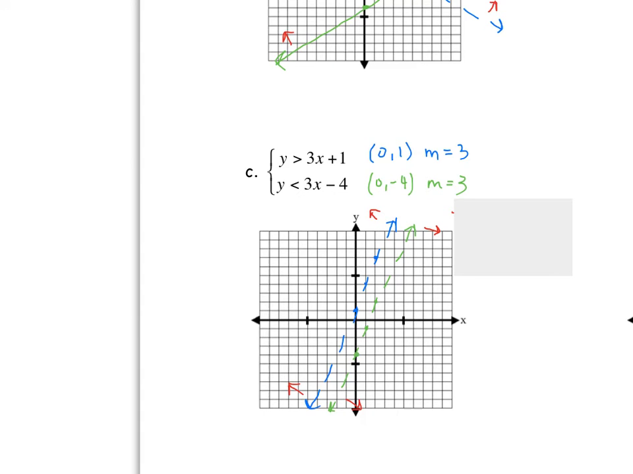So where does the overlap occur? Well, these are parallel lines. They each have a slope of 3. The blue line is shading to the left, the green line shading to the right. There is no overlap. So since there is no overlap, we would say no solution.